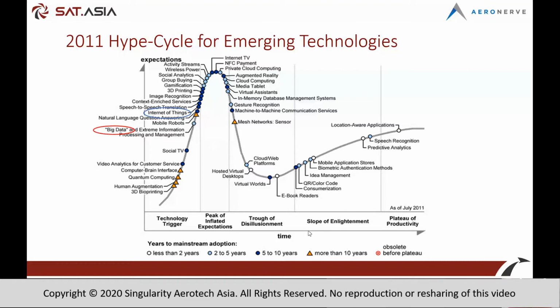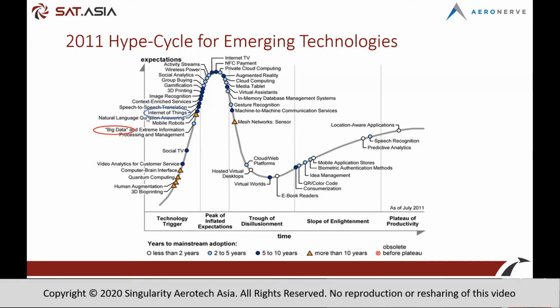The next period is called the slope of enlightenment. This is where people start to see the advantages, whether it's practical or not, and whether they can actually commercialize it. And last is the plateau of productivity, when the technology is able to extract value, to produce something for the people who are using it.